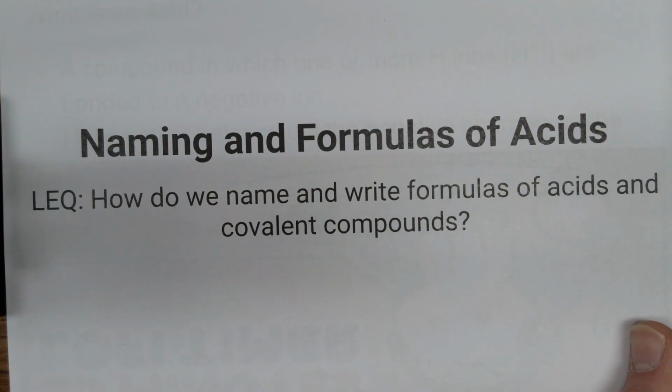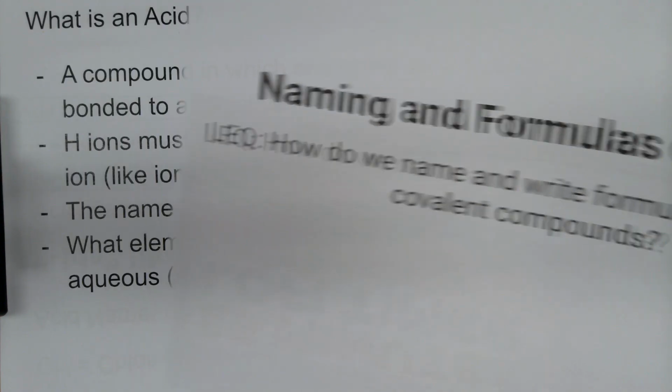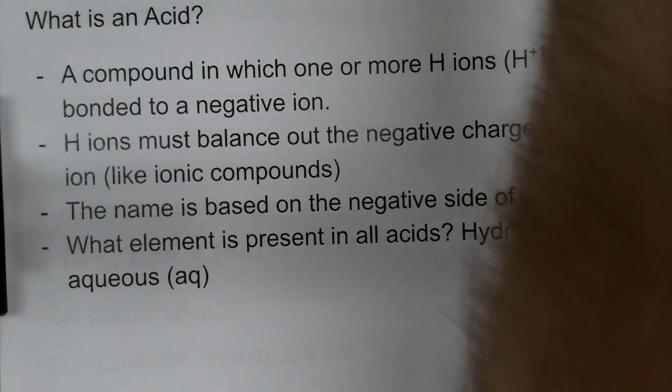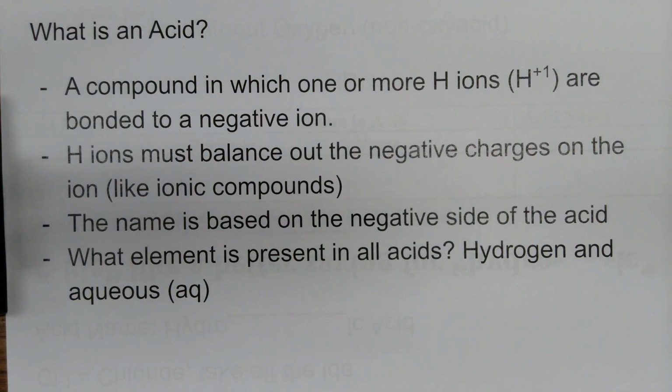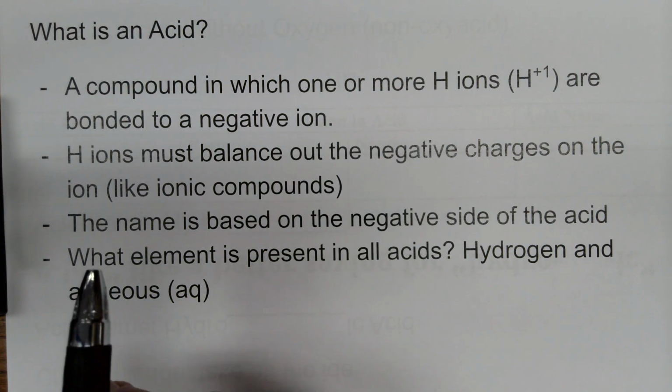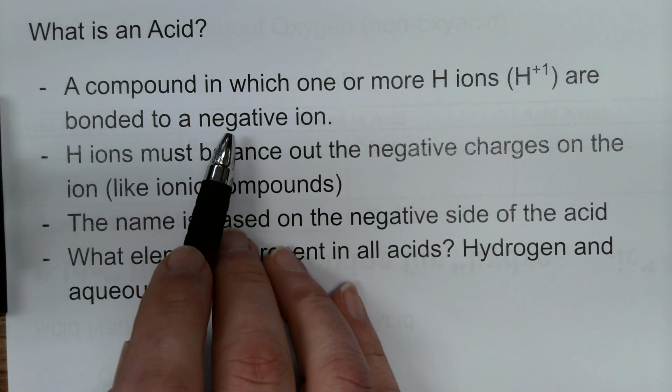So, let's talk about some naming, naming and writing formulas for acids. Ladies, the first thing we've got to do is determine what is an acid. An acid is always going to be a compound with one or more hydrogens that are attached to some kind of negative ion.